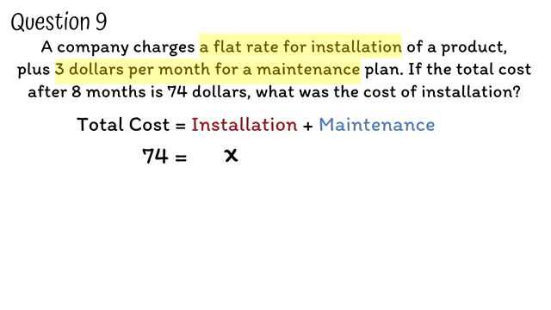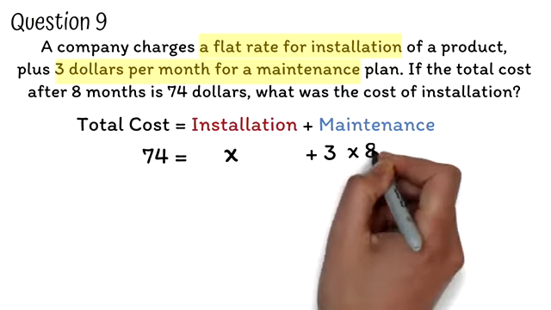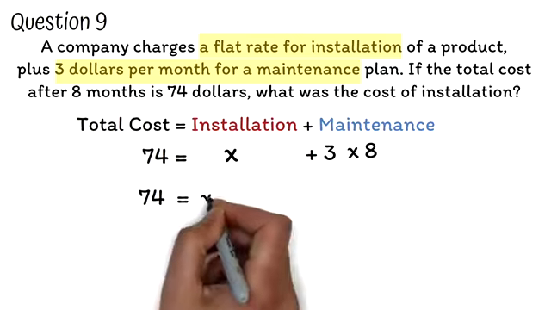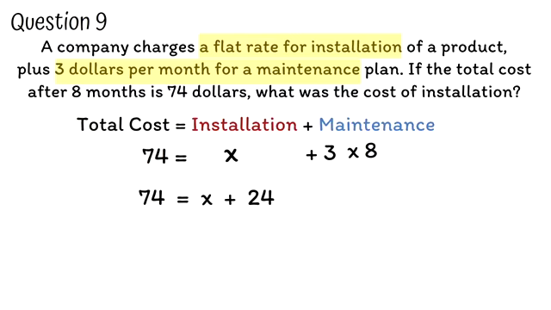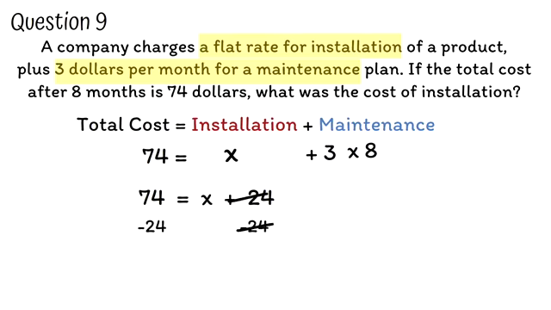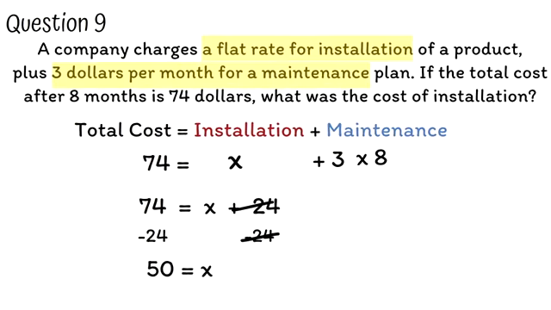The maintenance plan for 8 months will be the cost per month, which is $3, times the number of months, which is 8. We multiply this to get 24. Now we have 74 equals x plus 24. We solve for x, a one-step equation. Subtract 24 from both sides. The 24 will cancel out. 74 minus 24 is 50. So the cost for installation is $50.